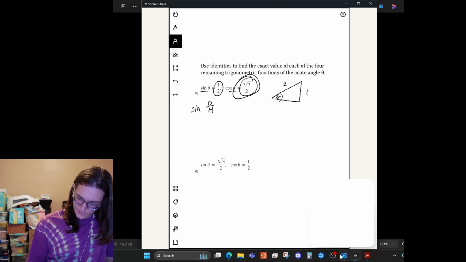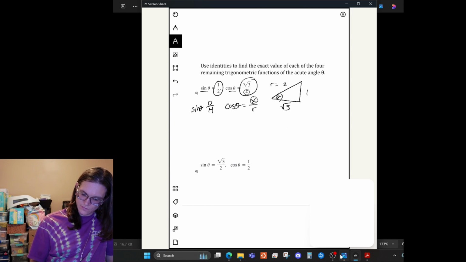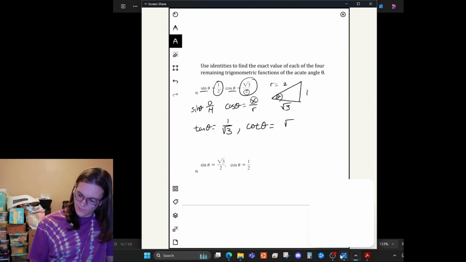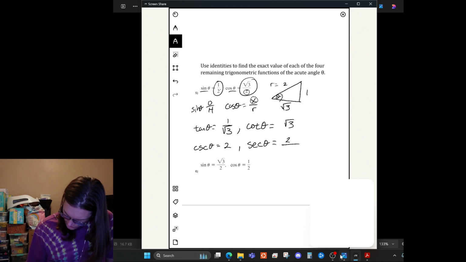And then cosine tells us, again, another way to write it, x over r. We've already deduced here that r is 2, x is root 3. So there's your triangle. So they gave us sine and cosine. We need tangent, which is opposite over adjacent. We need cotangent, which is adjacent over opposite. We need cosecant, which is 1 over sine, so 2. And we need secant, which is 1 over cosine. So we flip, which is 2 over root 3.